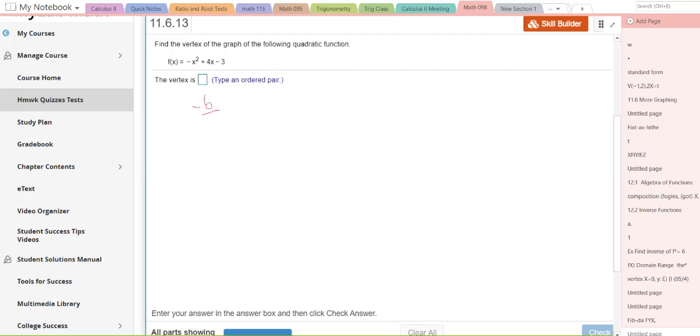minus b over 2a, which is -4 over 2 times -1, which makes +2. F of +2 will give us the y-coordinate of the vertex, is -4 plus 8 minus 3, just substituting the 2 in. You get that. Okay, so that makes 4 minus 3 is a 1. So our vertex is at 2, 1.